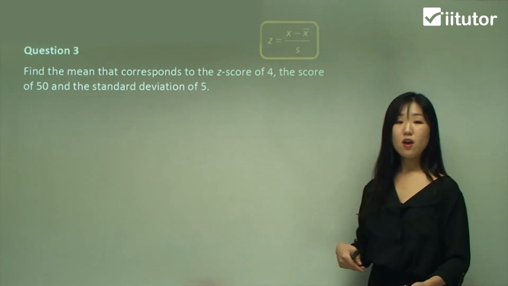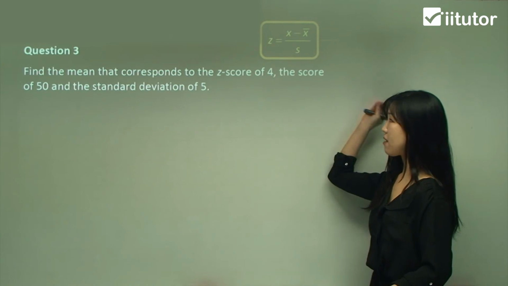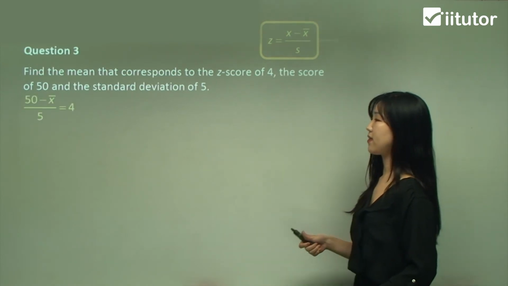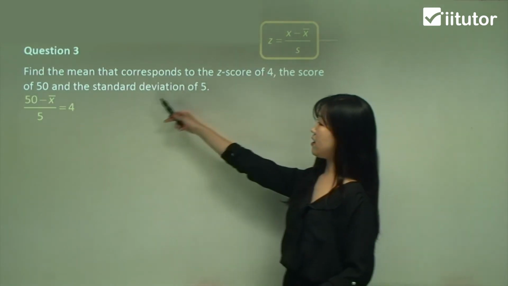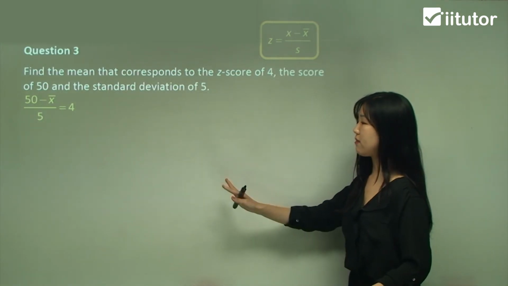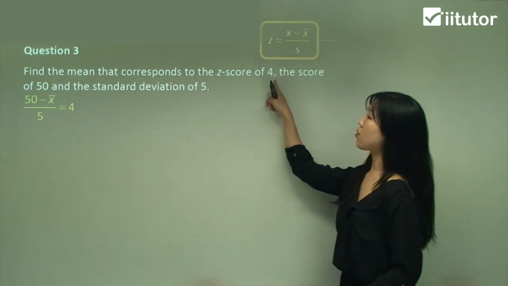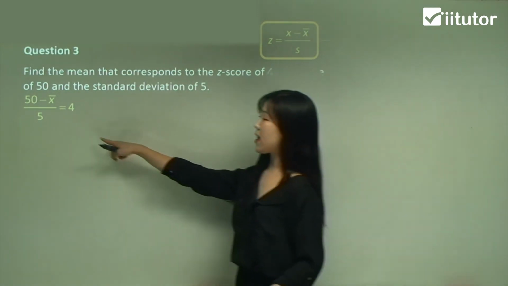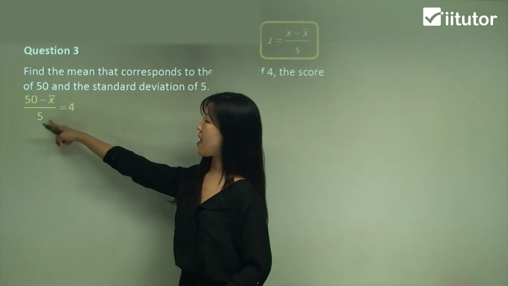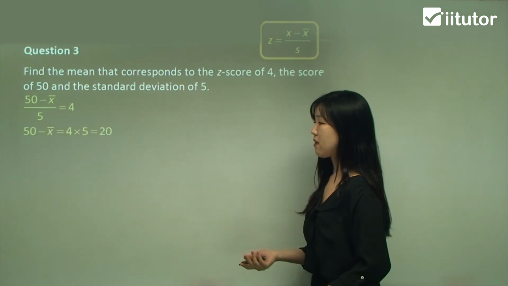So again, the mean, x with the bar on top, will be left unknown, but everything else we can put into the formula like this. So the score is 50 minus the mean, which is x with the bar on top. We don't know what that is, so we'll find that, over the standard deviation of 5, and it tells us that the z-score is equal to 4. So again, we're dividing by 5, so let's go ahead and move it over to this side by multiplying by 5. 4 times 5 is 20.